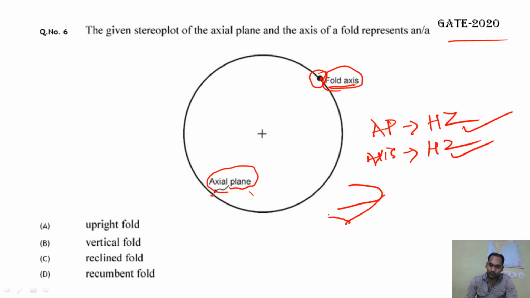This is the axis, and this is the fold. The axis is horizontal and the plane is also horizontal. So this is axial plane horizontal, this is axis horizontal. So it is a recumbent fold. Answer is D.